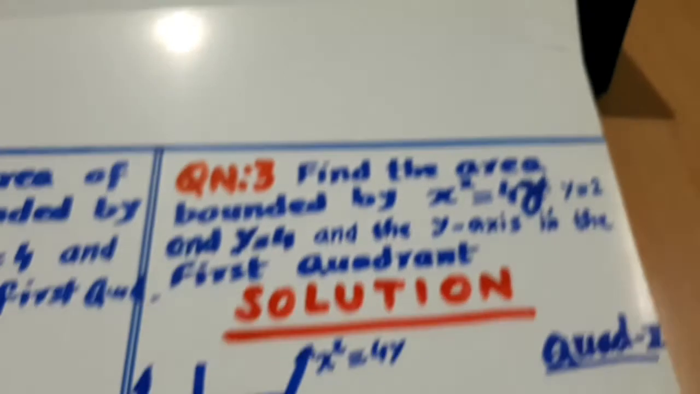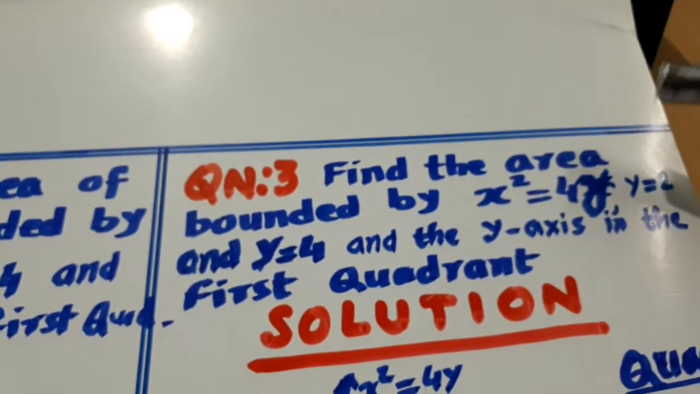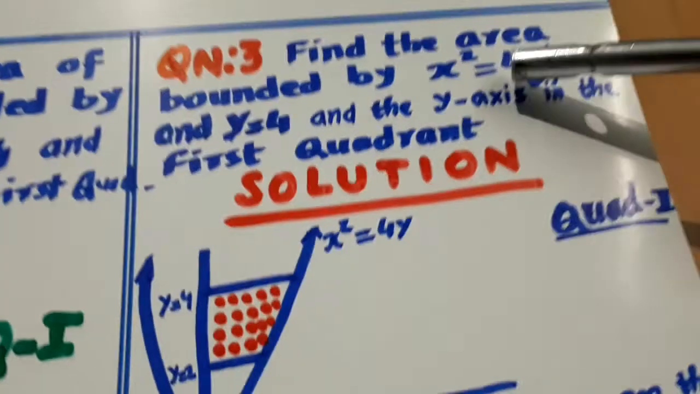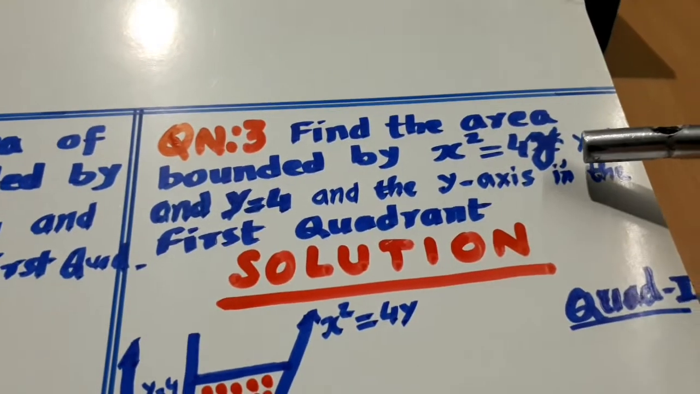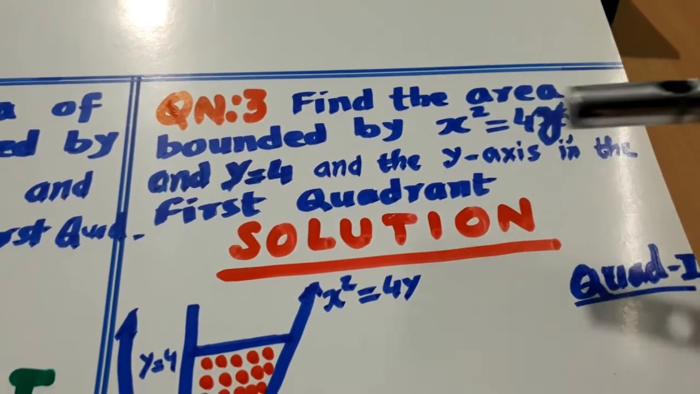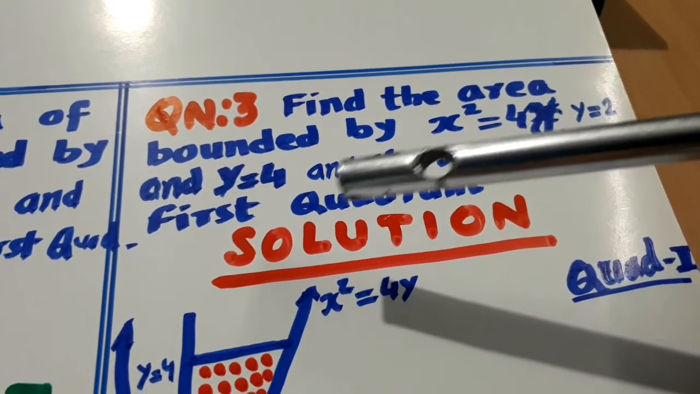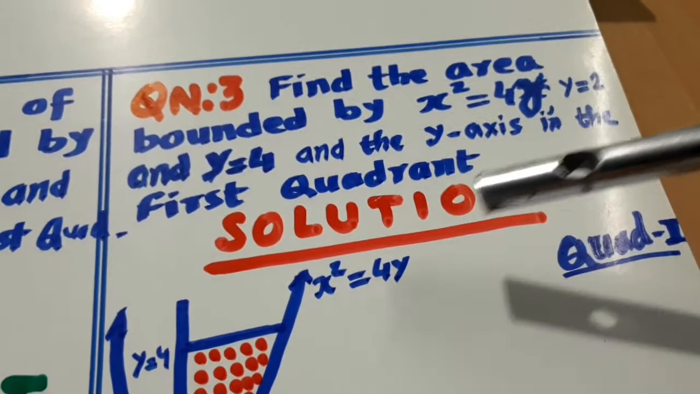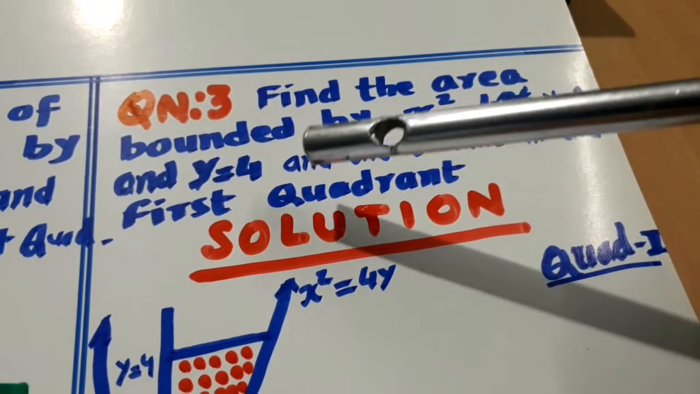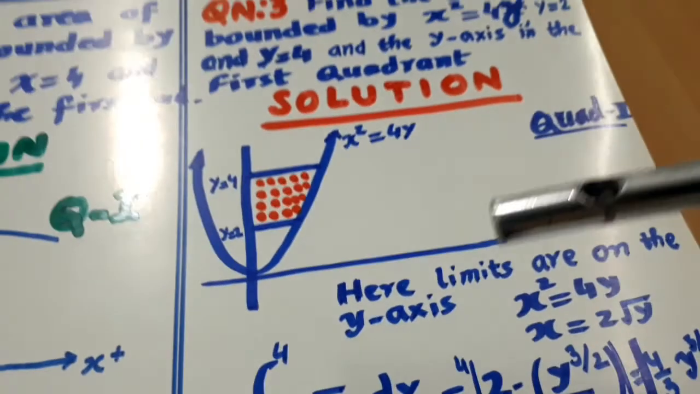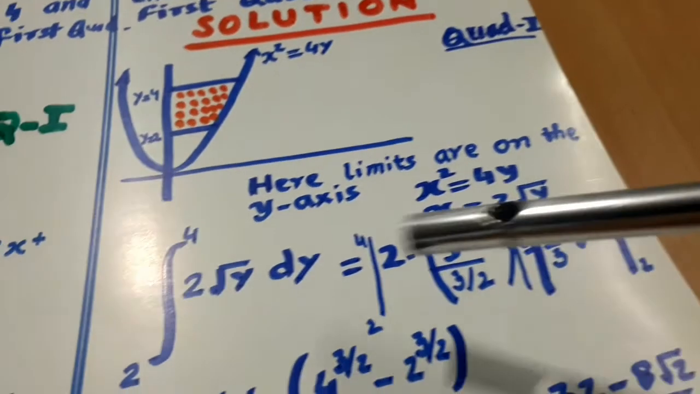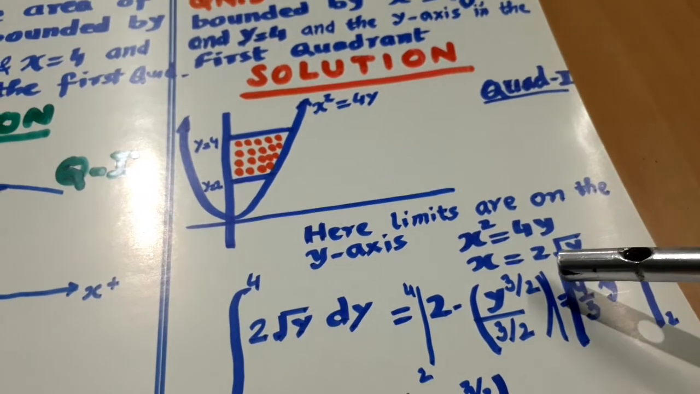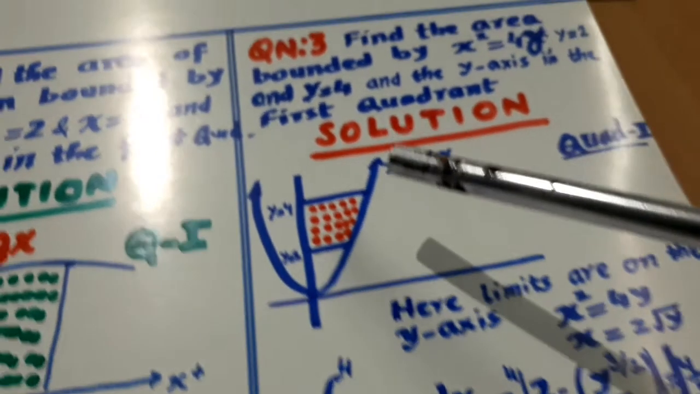The third question is this. Question number 3 of exercise 8.1. Find the area bounded by the curve x square is equal to 4y, y is equal to 2 and y is equal to 4, and the y-axis. Now look here, we are again to play in the first quadrant and now the limits are given on the y-axis. So the formula will become x dy. Let us find the value of x. x square is 4y, x is equal to 2 root y. And the graph is like this.